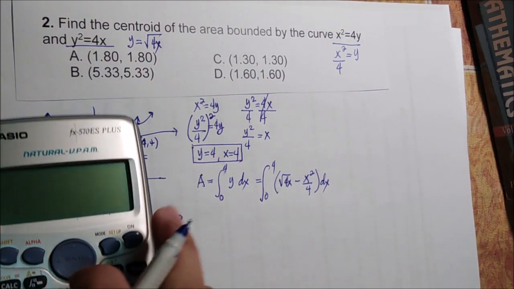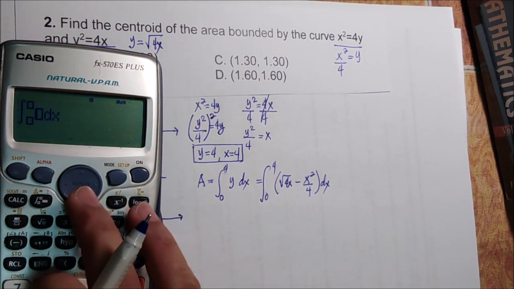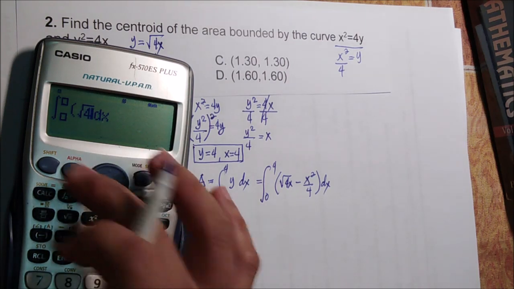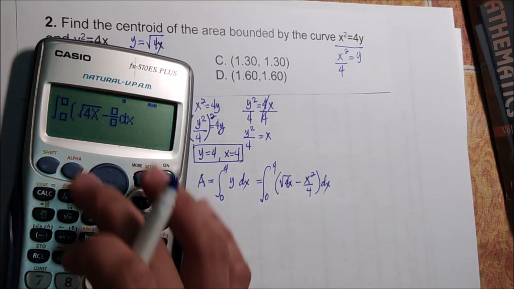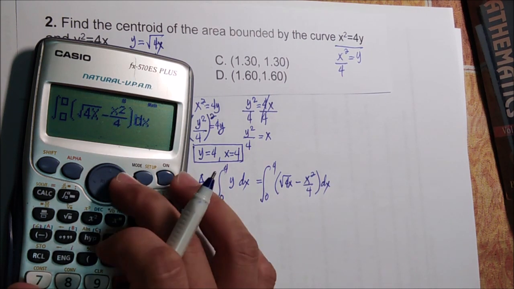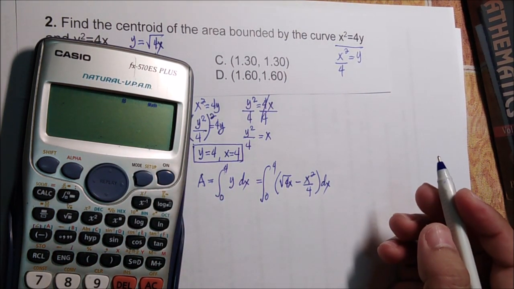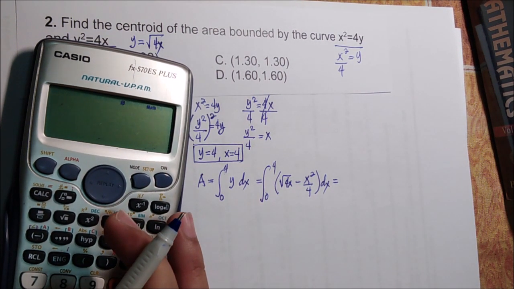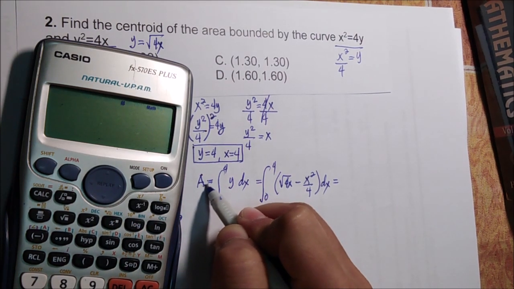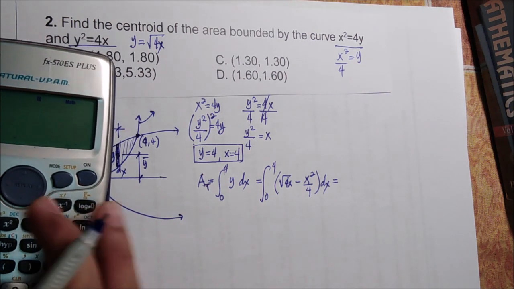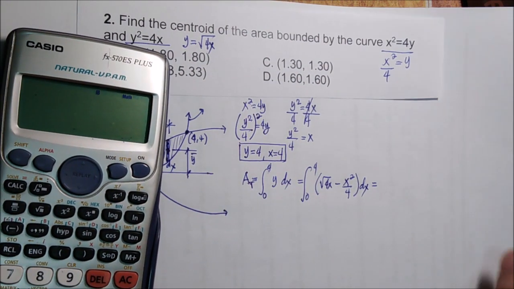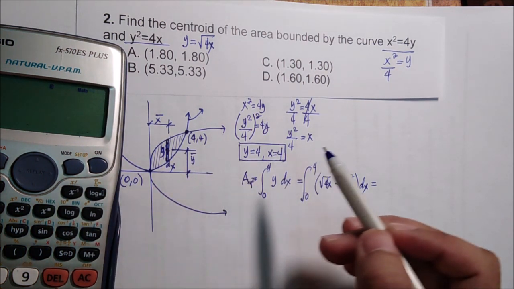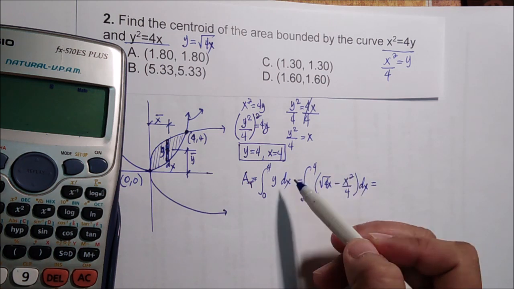Now using the calculator, we can solve for the value. Integral, open parenthesis, square root of 4x minus fraction x squared over 4, limit from 0 to 4, equals. So our area here is, this is the total area. While waiting for the answer, you can double check your solution.